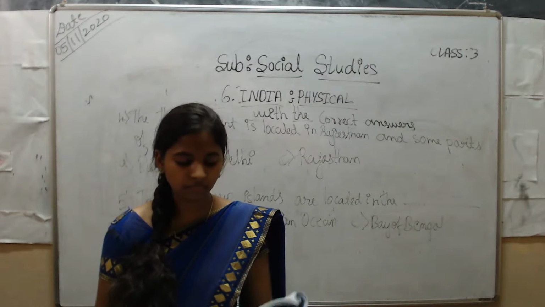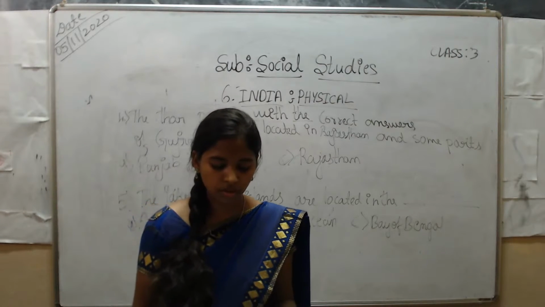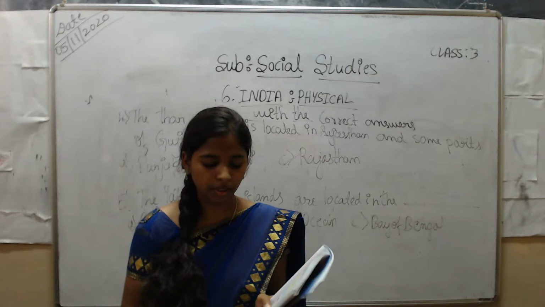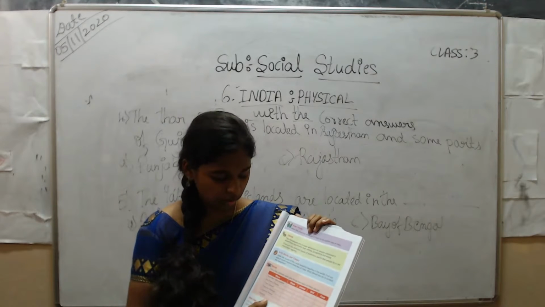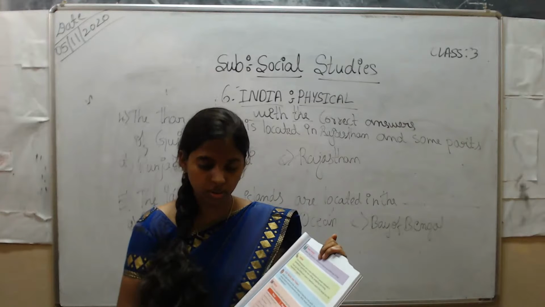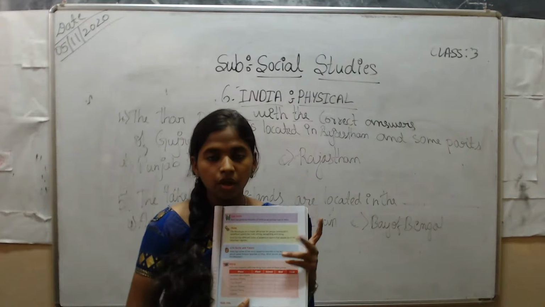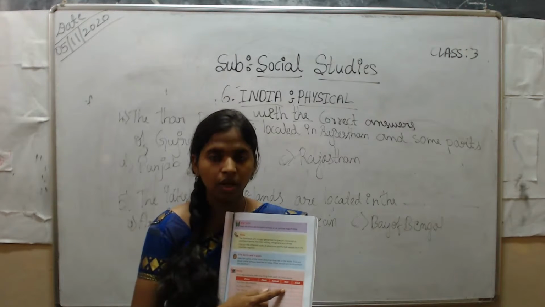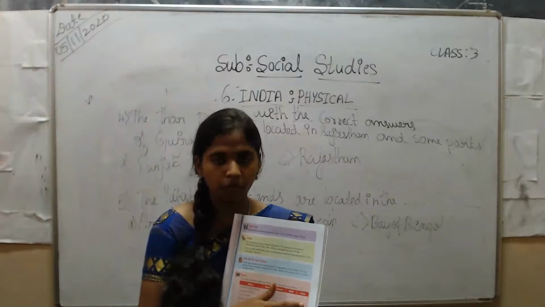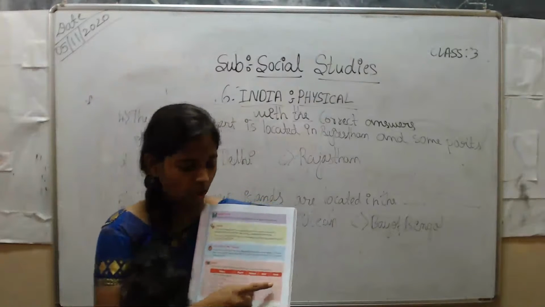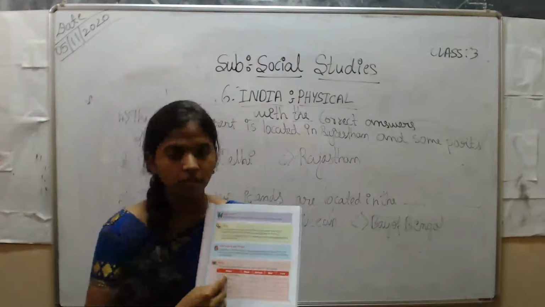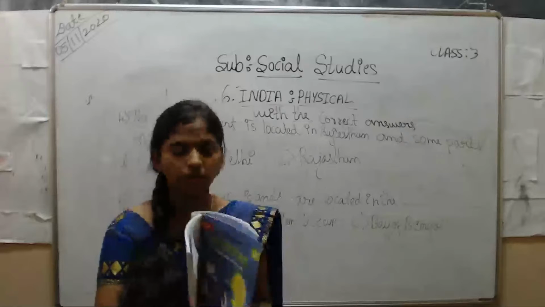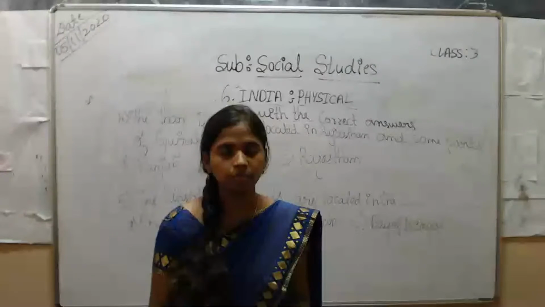And there is an enjoy column. Fill in the columns with one thing from each of these places. They have given Northern Plains, Northern Mountains, Thar Desert, Deccan Plateau, Coastal Plains and the islands. From each physical division you have to mention one plant, one animal, one bird and one famous food. From each of the landforms you have to complete this.